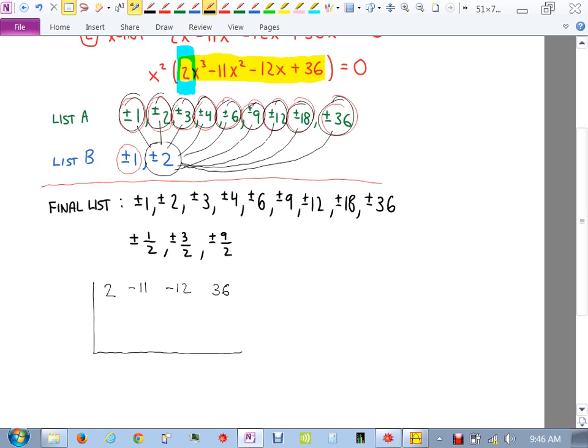Now, would you like me to show you the numbers that don't work, or do you want me to just get to the one that does? Just get to the one that works? Okay. 1 will not work. Negative 1 will not work. 2 will not work, but negative 2 will. So it would have happened on your 4th attempt, on your 4th try. So let's do negative 2 out here. Let's see, 2 comes straight down. Negative 2 times positive 2 is negative 4. When you add that straight down, you get negative 15.